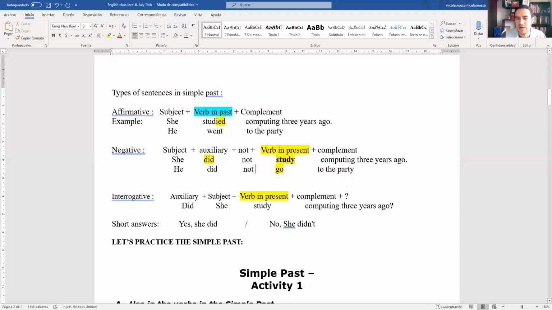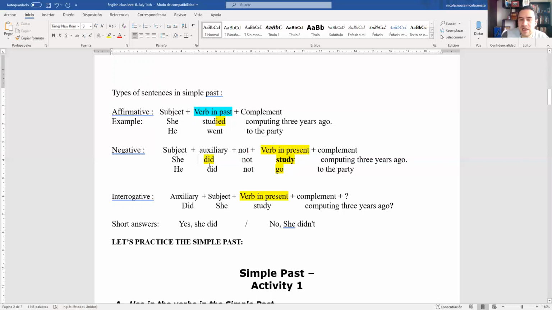Entonces, el verbo ya no le pongo ed ni lo cambio porque tengo mi auxiliar con el que estoy negando. Entonces, básicamente solo conjugaría los verbos cuando estoy afirmando, en pasado simple. Si estoy negando, preguntando, el verbo no va a cambiar. ¿Ok? So, le pongo el auxiliar did, que es para todos los sujetos.